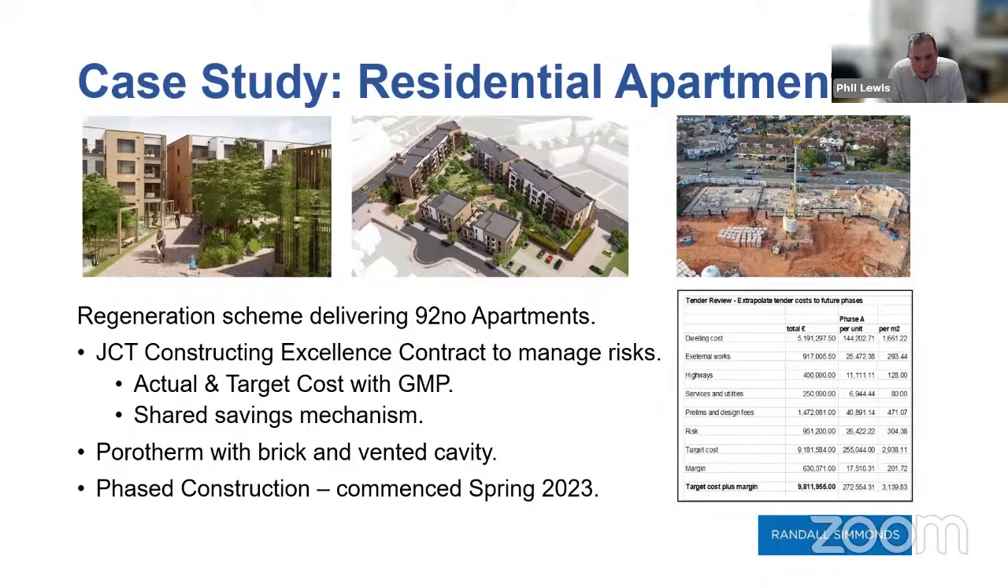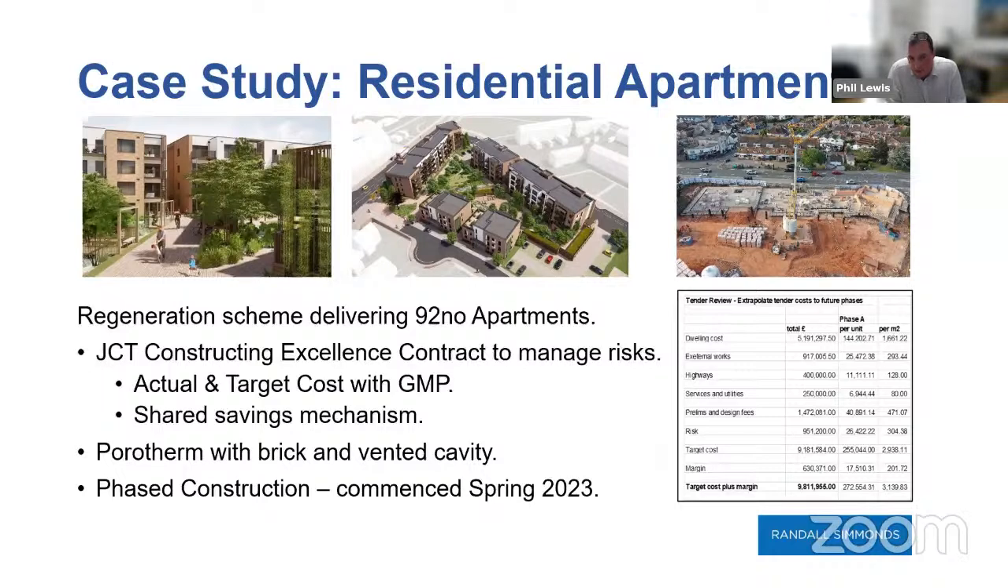The big takeaway from this scheme is this is a big scheme. How are we going to control risk on it? Couldn't agree the value of the risk pot with the contractor in open tender. So we actually changed our procurement methodology, and we went for a JCT Constructing Excellence contract. Now, this form of contract has a target cost and a guaranteed maximum cost, and we allocated risks to who they were most appropriate.